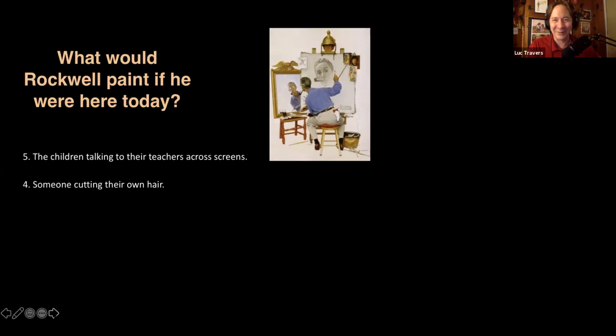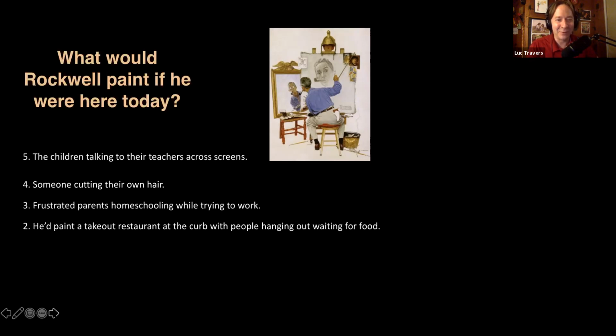Number 4, someone cutting their own hair. Number 3, my number 3, frustrated parents homeschooling while trying to work. Number 2, exasperation, yeah. He'd paint a takeout restaurant at the curb with people hanging out waiting for food. Maybe a sense of community there. The hand-painted menu, children playing on a deserted playground.